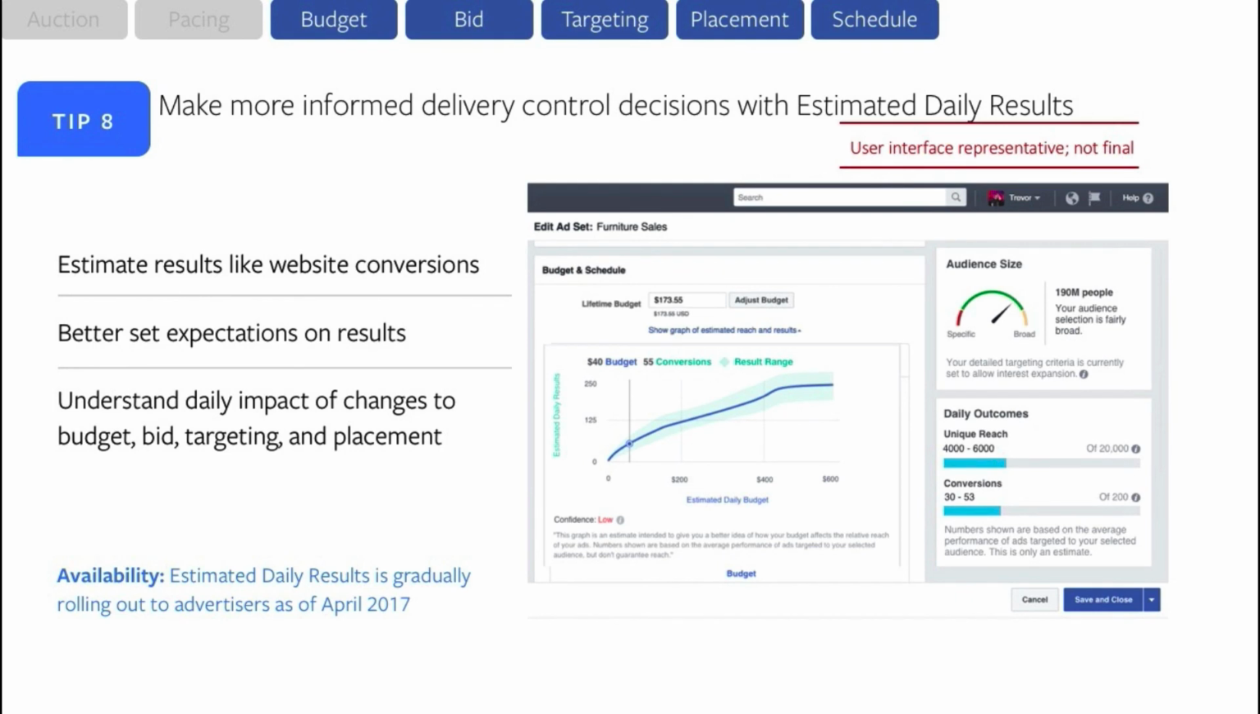Estimated daily results is a curve and slider bar tool that estimates the number of daily results that you may get for an ad set given your budget and other input parameters. Use estimated daily results to help get more context on the number of results you might get given your budget and to set budget, targeting, placement, bid, and schedule parameters based on the results you want to achieve with Facebook ads.